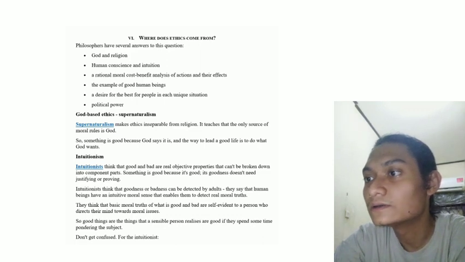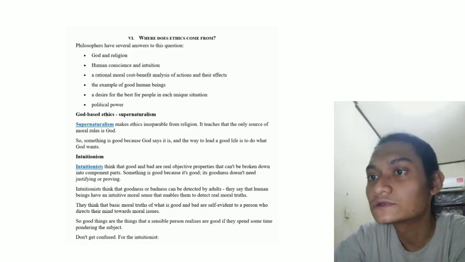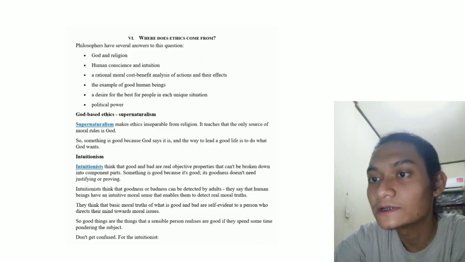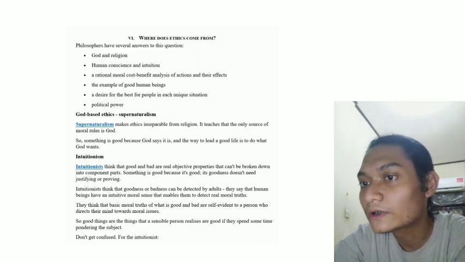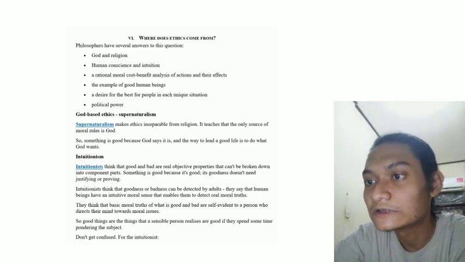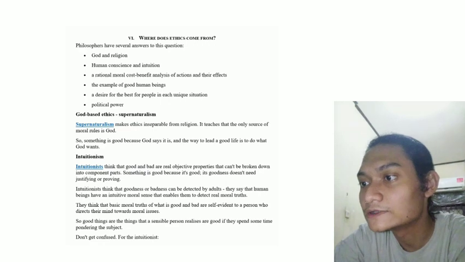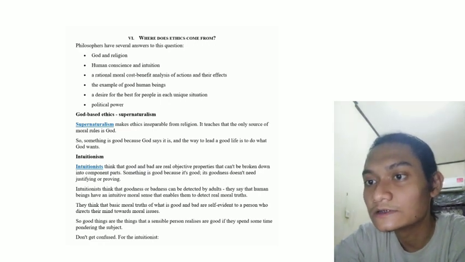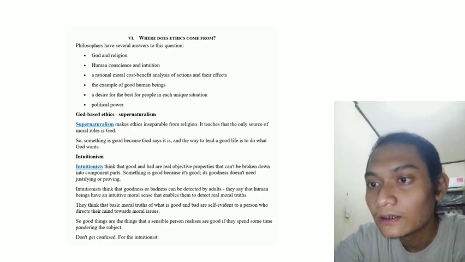It teaches that the only source of moral rules is God. So something is good because God says it is, and the way to lead a good life is to do what God wants. Intuitionism. Intuitionists think that good and bad are real objective properties that cannot be broken down into component parts. Something is good because it's good. Its goodness doesn't need justifying or proving.